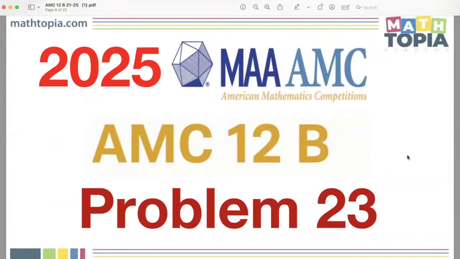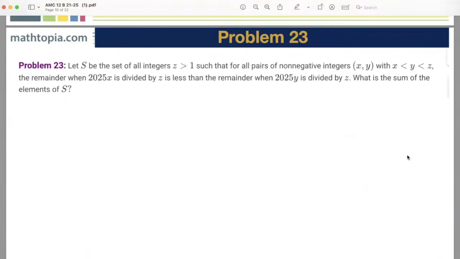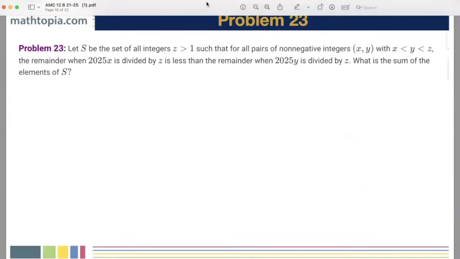This is 2025 AMC 12B, problem 23. Let S be the set of all integers z greater than 1, such that for all pairs of non-negative integers x, y, with x less than y less than z, the remainder when 2025x is divided by z is less than the remainder when 2025y is divided by z. What is the sum of the elements of S?